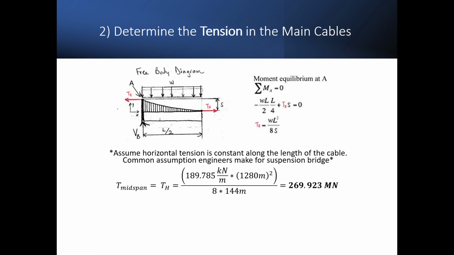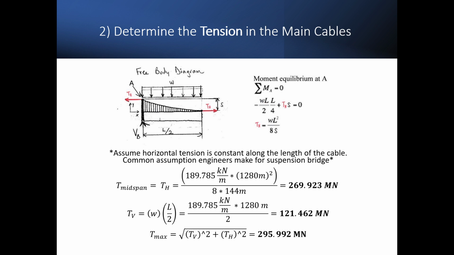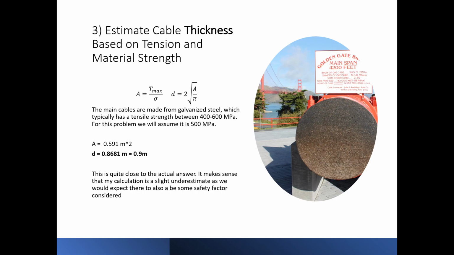So then we find the horizontal tension is equal to 269.92 meganewtons. And then we find that the vertical tension is 121.462 meganewtons. To then calculate the max tension, which almost always occurs at the top of the tower, we then find that the max tension is 295.992 meganewtons.